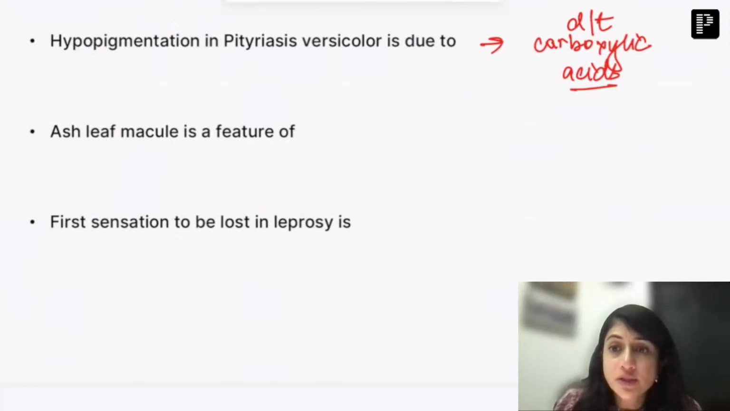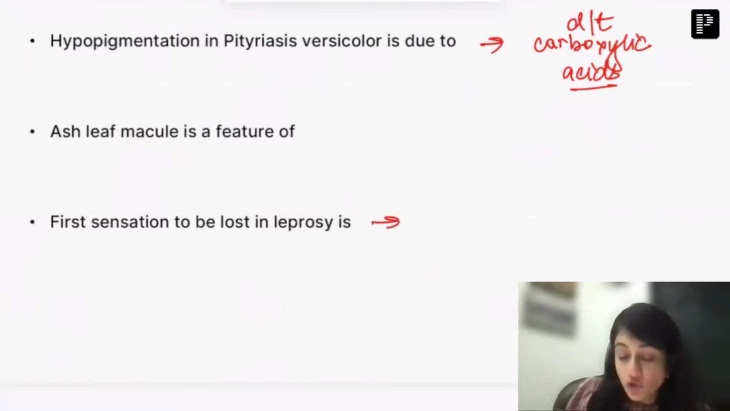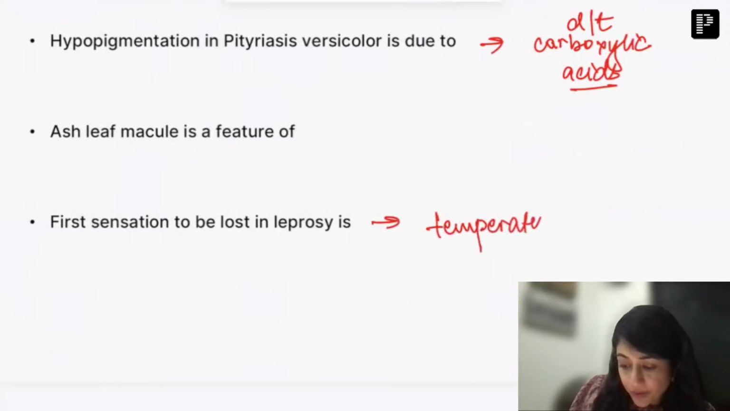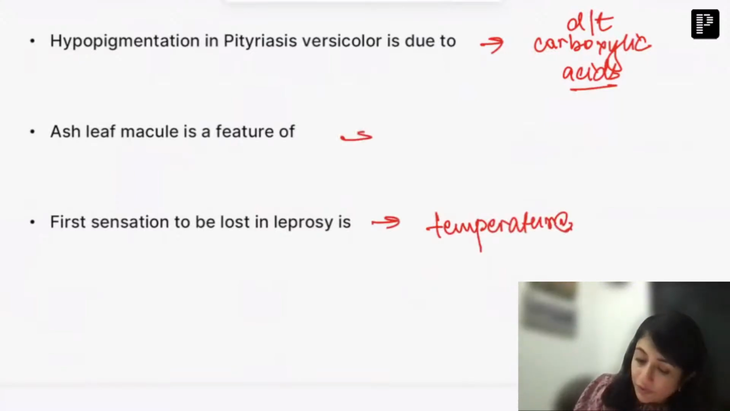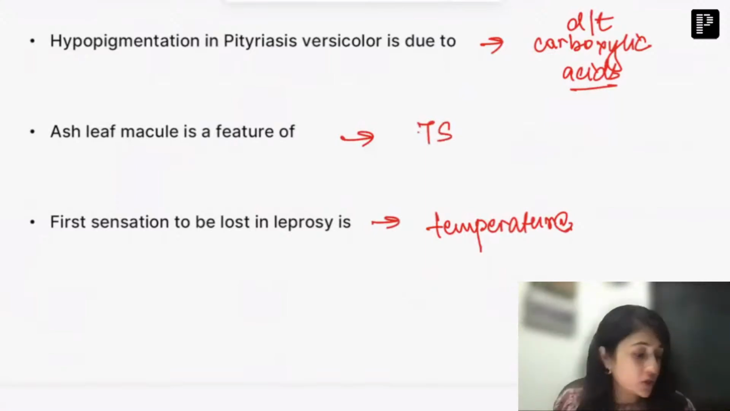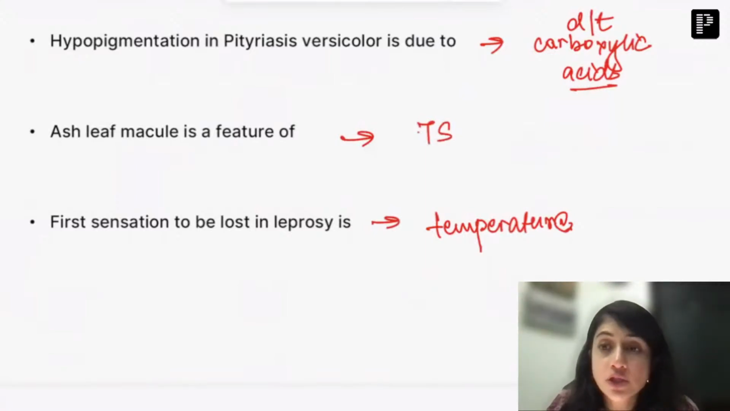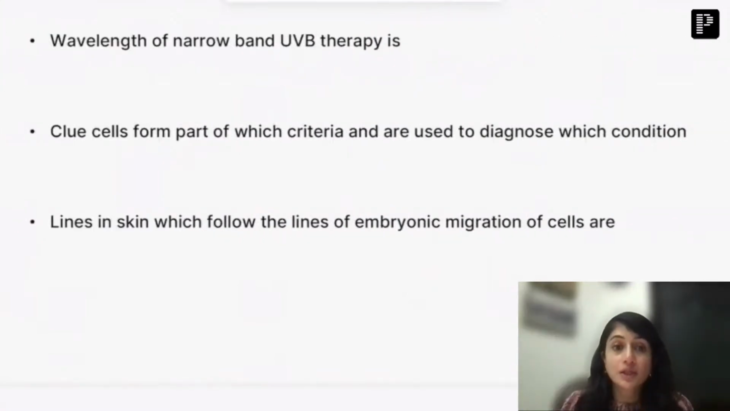Ash leaf macule is a feature of. This I'll answer. First sensation to be lost in leprosy is temperature. Ash leaf macule is a feature of tuberous sclerosis. You're right. Tuberous sclerosis, you see ash leaf macules, you see various hamartomas. First sensation to be lost in leprosy is loss of temperature sensation.